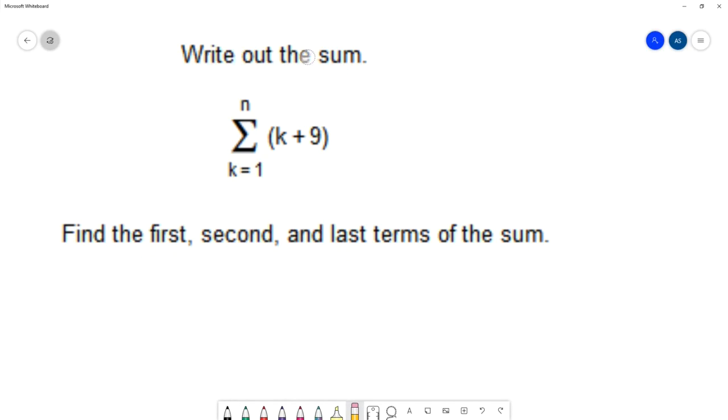In this example, we want to write out the sum. We have the sum of k plus 9 from k equals 1 to n. More specifically, we want to write the first, the second, and the last terms of the sum. The first term of the sum, we use this lower bound number here. We want to take this number and plug it into our expression, and that's going to generate the first term in our sum. So that would be 1 plus 9, which is 10. That is the first term in our sum.